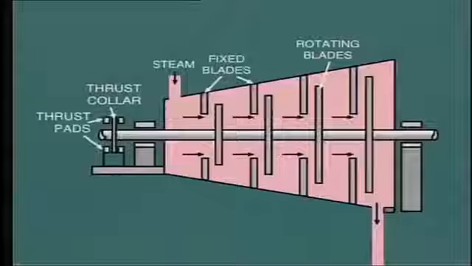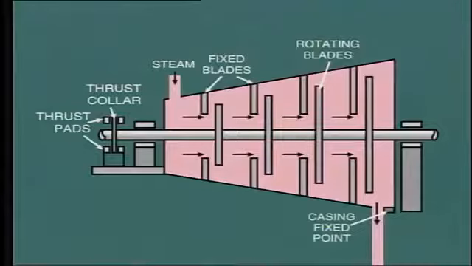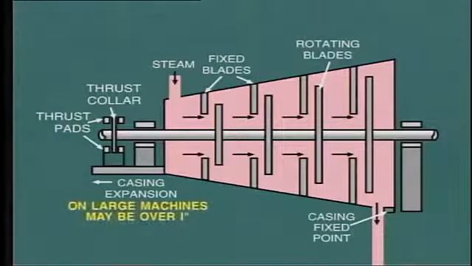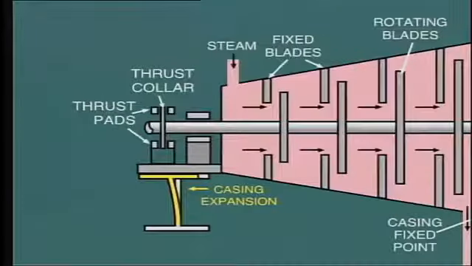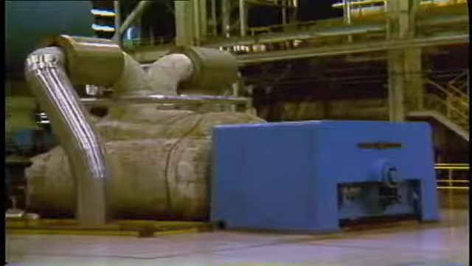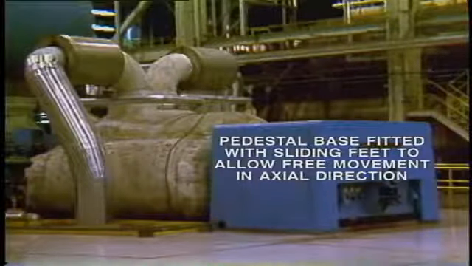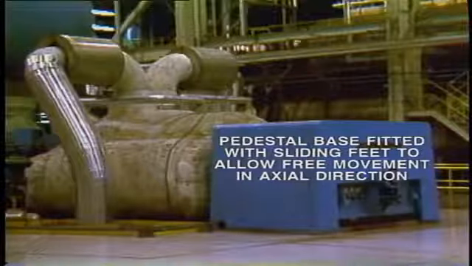Allowance must be made for the casing to expand as it becomes heated by the steam flow. In a single-cylinder machine like this, the normal method is to anchor the machine solidly at the low-pressure end, that is, at the turbine exhaust, and allow the front-end pedestal to move forwards. In large machines, the expansion in this longitudinal direction may be over 1 inch, that is 25 millimeters. In this particular machine, the pedestal is fixed to a flexible support which allows the movement to take place. A more common arrangement on larger machines is to fit the base of the pedestal with sliding feet to allow free movement in the axial direction.